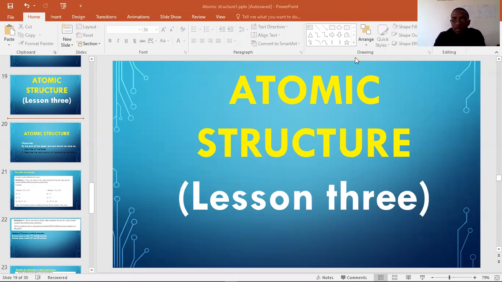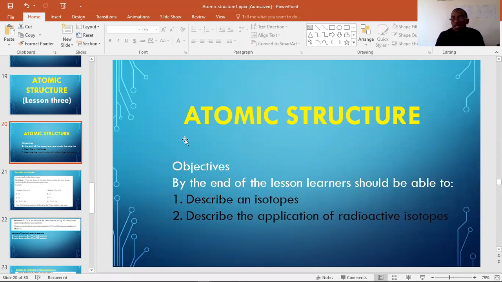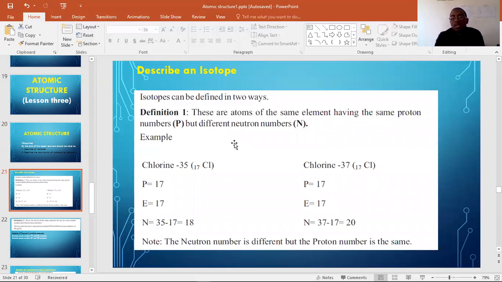Monson, chemistry tutor. So we're still in the series of atomic structure, and today I'd like us to just run through quickly what we call isotopes. Our learning objectives today are just two. One, to describe what an isotope is, and then to look at the wide application of what we call radioactive isotopes.